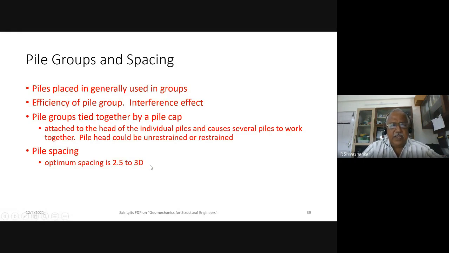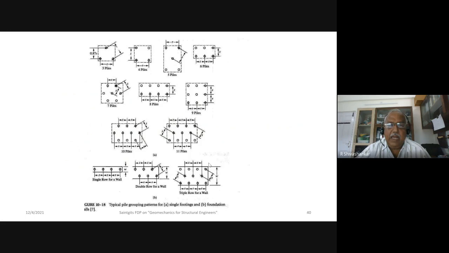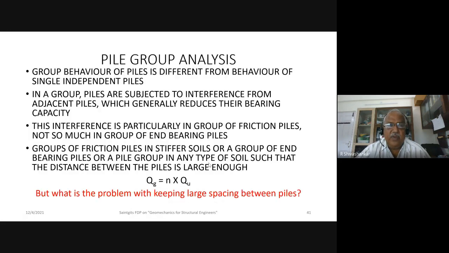If I increase the spacing, the pile group efficiency can increase. Even if I get 80 to 85% efficiency, that is very good. But if I increase the spacing to 4D or 6D, then there will be no interference, and group efficiency will be 100%, but you will end up with a very massive pile cap. That means the pile cap becomes very unwieldy. So as I said, you should achieve economy, so you should have a compromise between efficiency and the pile cap design. So this is just from figures.